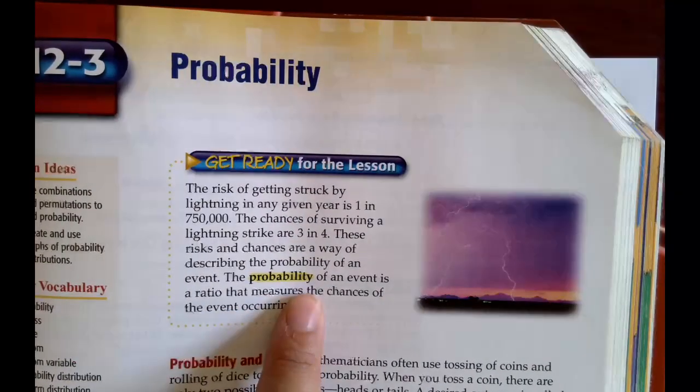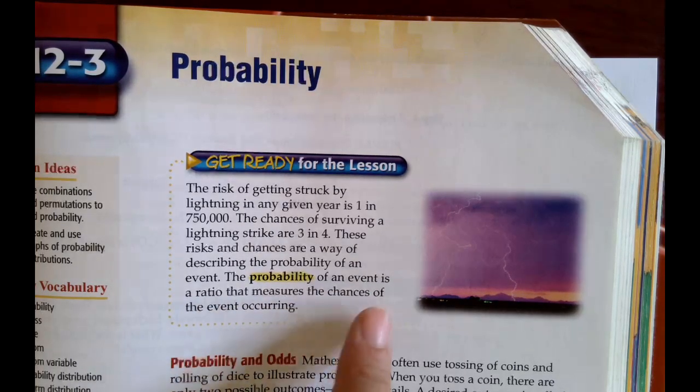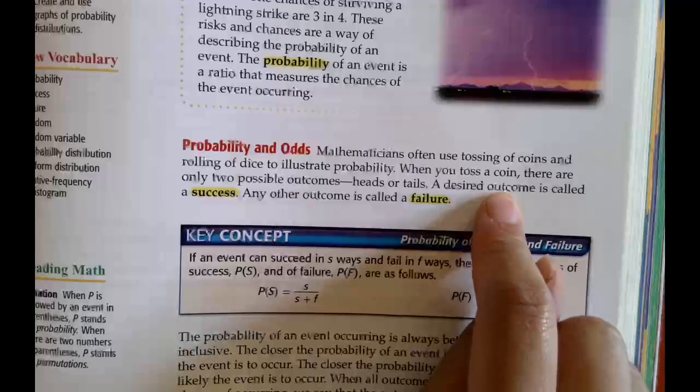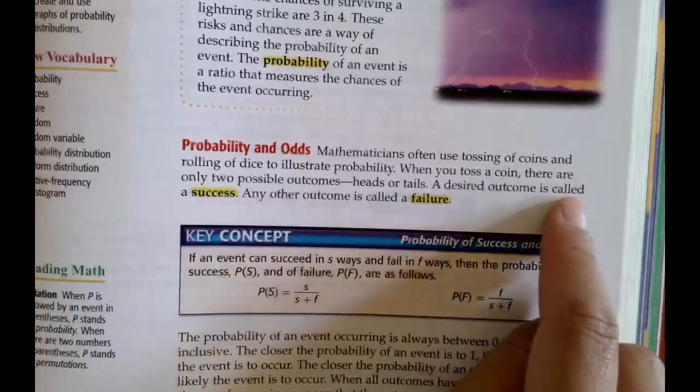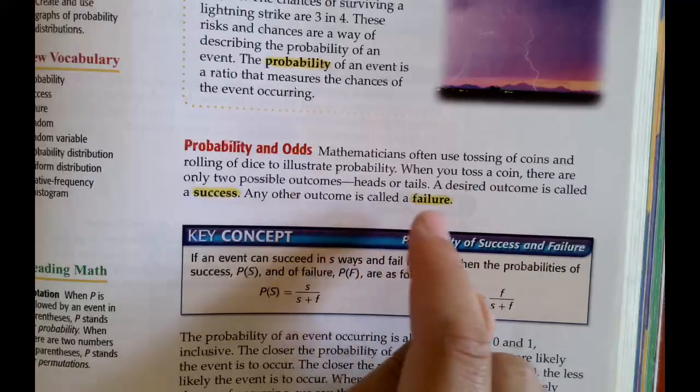So the probability of an event is a ratio, often written as a fraction, okay, that measures the chances of the event occurring. Right? So a desired outcome, what we are looking for, what we want, is called a success, and any other outcome than that is called a failure.